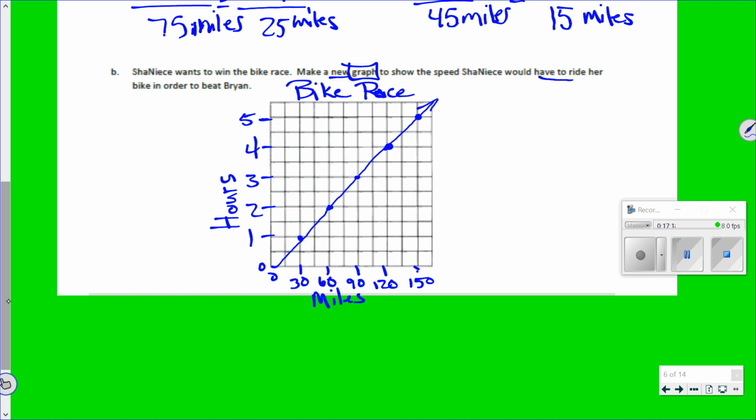Is everybody okay on building these graphs? Okay? The graphs aren't going to go away anytime soon. We're going to be using graphs all year, guys. So make sure you understand all the pieces that are required for you to be successful on these.